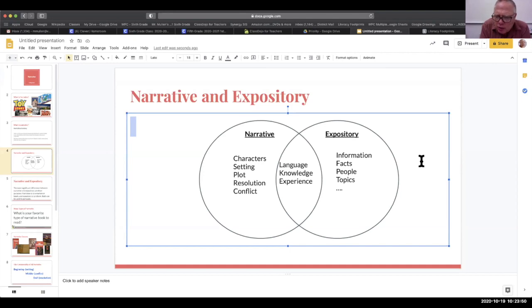Language, knowledge, experience. Remember when we talked about expository, that one of our strategies for summarizing and for gaining more knowledge, more understanding, was the fact that we would make connections. We make connections with narrative as well. In fact, you're going to find that some of the very same strategies we use to increase our understanding when we're dealing with information are some of the same strategies that we will use with narrative.